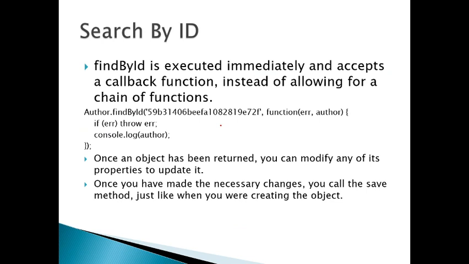You can pass the ID to get the result. For example, Author.findById. This method will actually evaluate this ID and get the result from the database. So alternatively, you are calling the model, and this model is executing these queries into the database on your behalf and returning you the result. Once an object has been returned, you can modify any of its properties to update it. So you can search by ID, you can search by any other field.